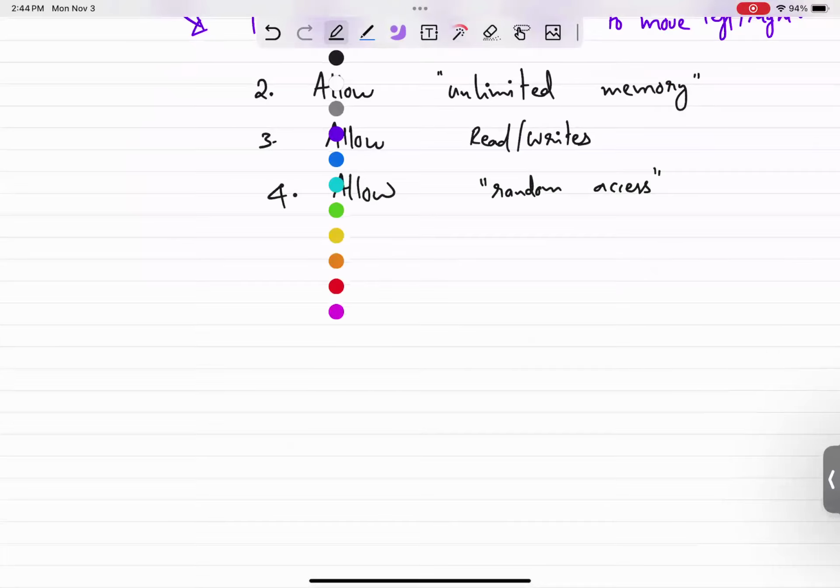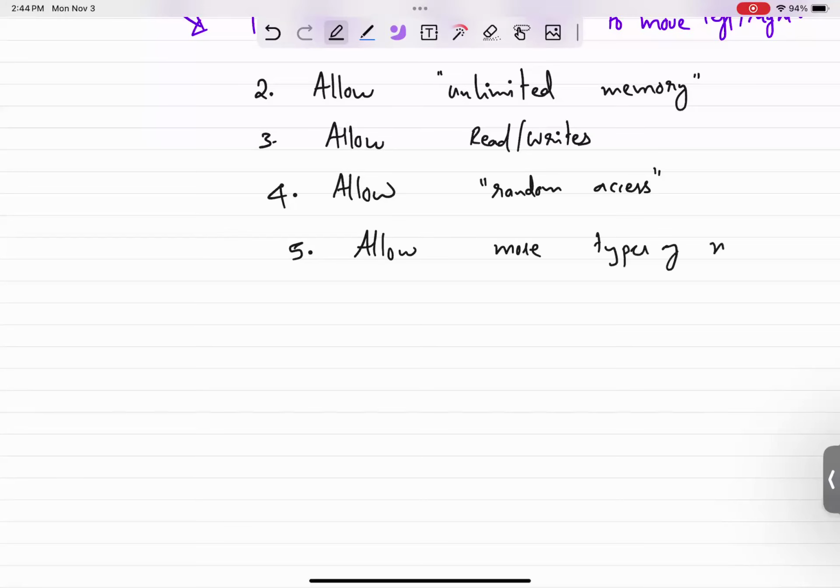Maybe one thing we can add is allow more types of memory. Why have only one array? Have 10 arrays, 1,000 arrays, whatever you have. Even if you think of any hardware, you have RAM, which is much faster memory, and then you have slower memory, and all kinds of stuff.